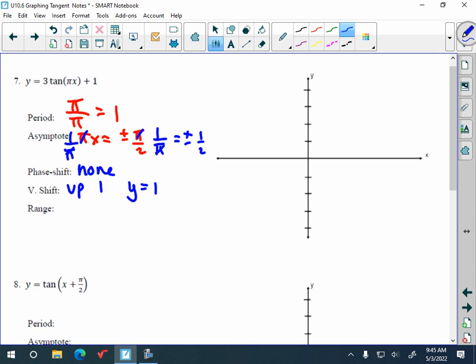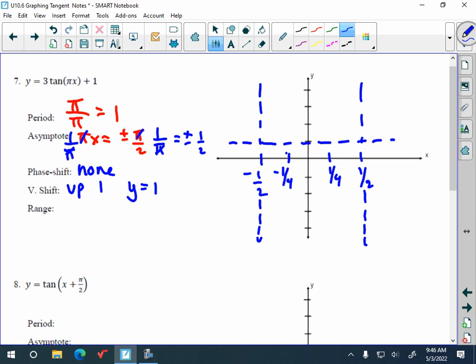All right, so we're going to go 2 tick marks to the left, negative a half, 2 to the right, positive a half. We'll multiply each of those by a half, so that's 1/4 and negative 1/4. Our midline is at y equals 1, so the whole graph's going to shift up 1 unit.